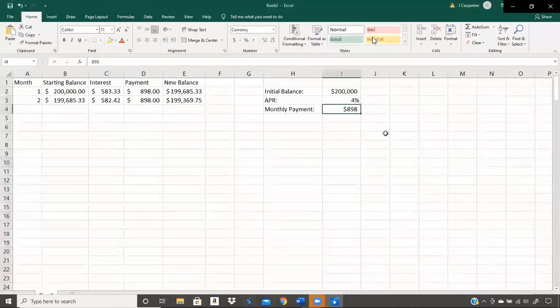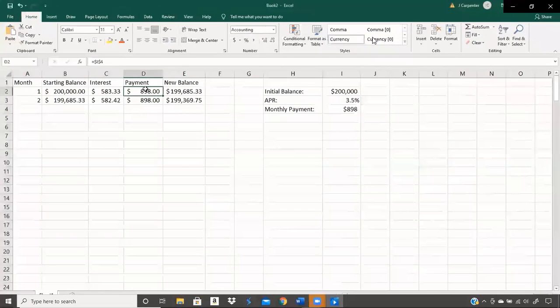APR 3.5%. It's displaying as 4. I can change the decimal precision so that I see the 3.5, and there we are. So starting balance, $200,000. Then that first month, we're going to pay $583.33 to the bank. $898 is our payment, and then what goes towards the principal.